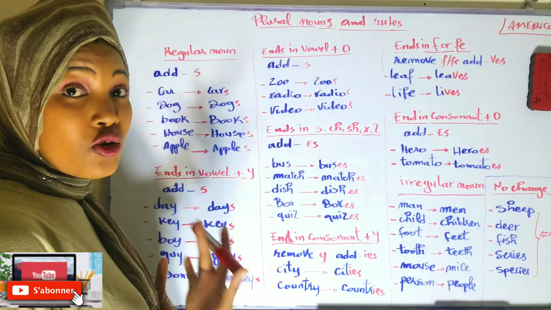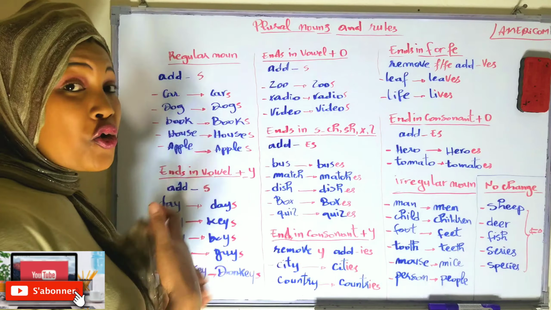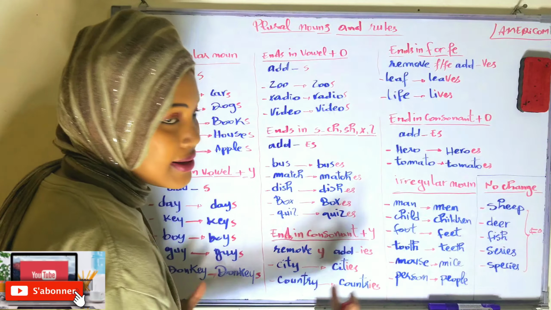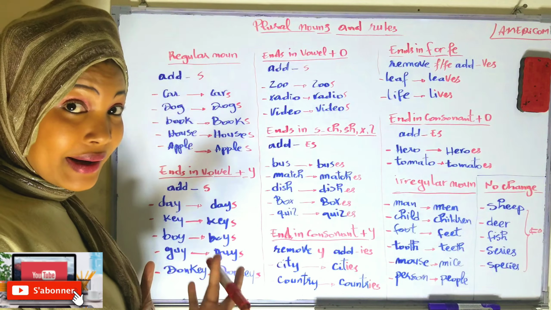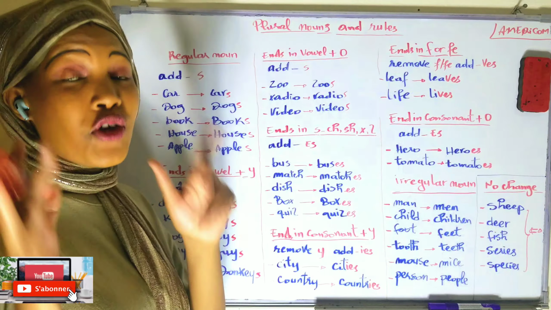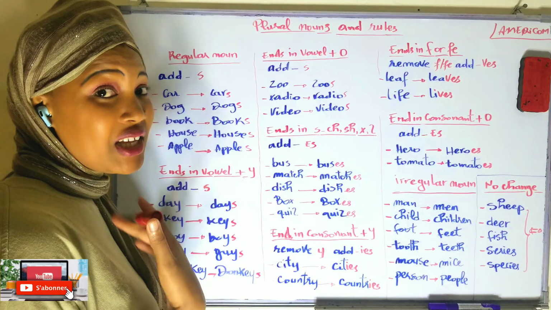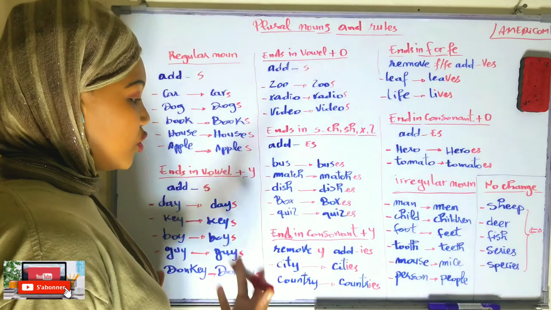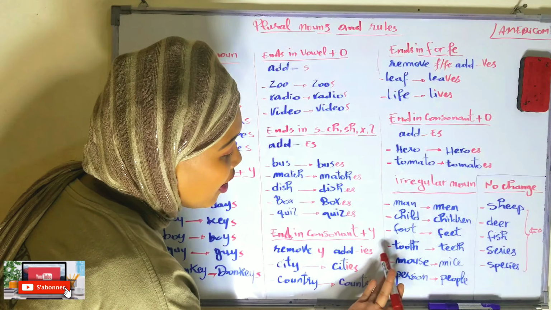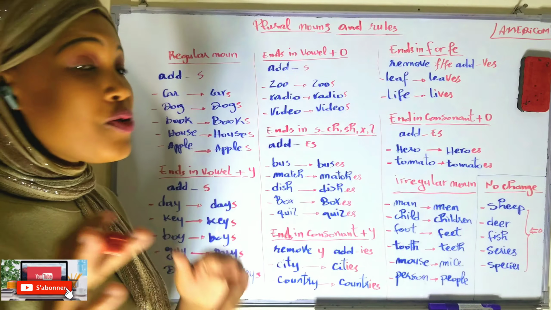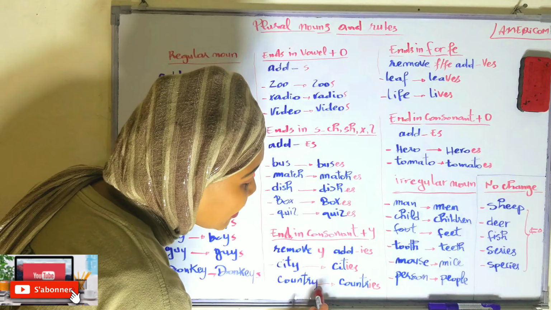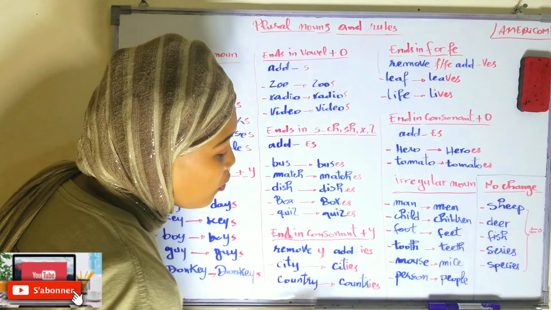Here we have nouns ending in consonant plus Y. Remove Y, add I, E, S. We remove the Y and we add I, E, S. Generally the Y is replaced by I. For instance, we got city. City, you know, one capital. The plural is cities. Next we have country. Country, you know, one country. To make the plural, we remove the Y and add I, E, S to make countries.